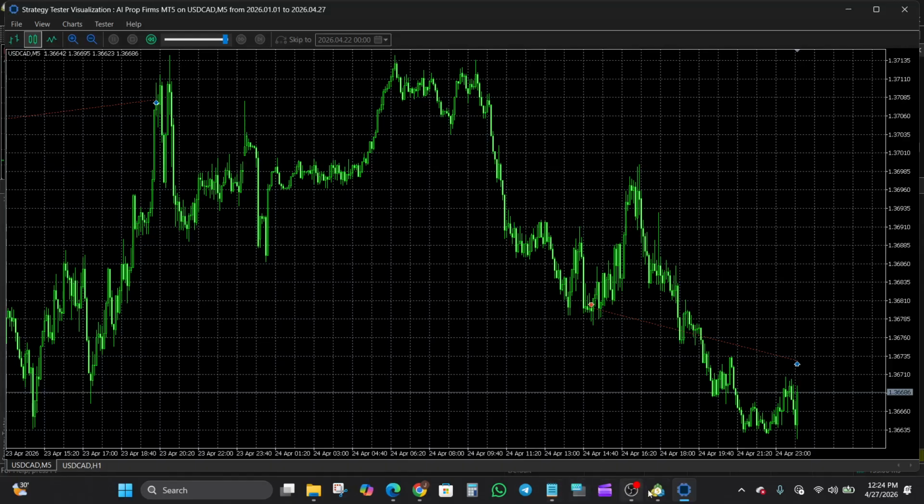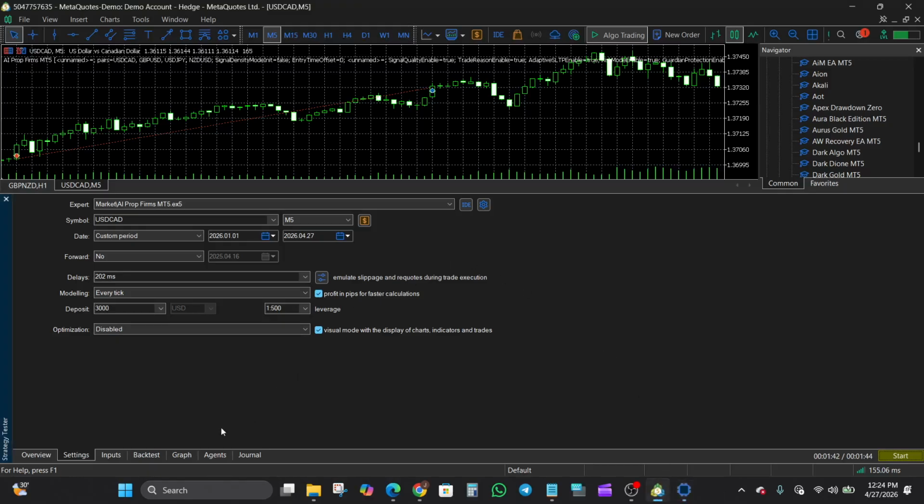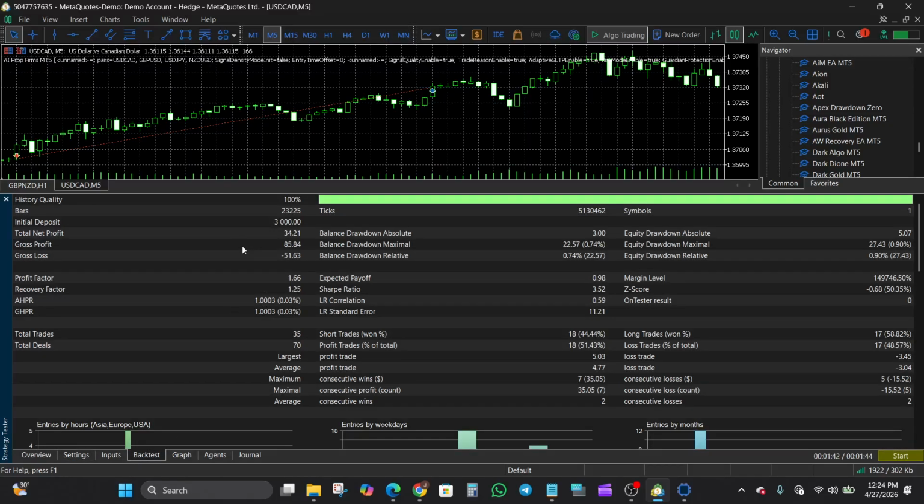Now the results are out, and we're just going to be heading over to see how this EA behaved, or rather how it performed over the past approximately 4 months. So we can see that from an initial deposit of 3,000 US dollars, the total net profit was just $34.21. That's roughly perhaps 1%, just a little above 1%, right? And then we can see there were 35 total trades, 18 short trades with a 44.44% win rate, 17 long trades with a 58.82% win rate.